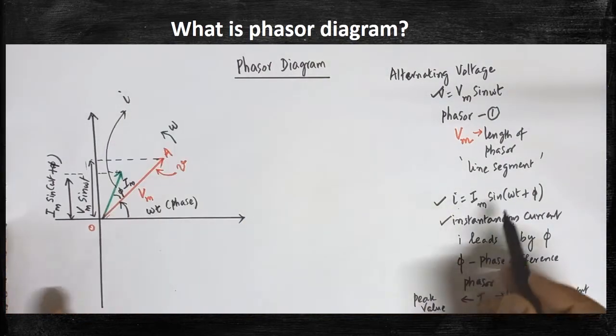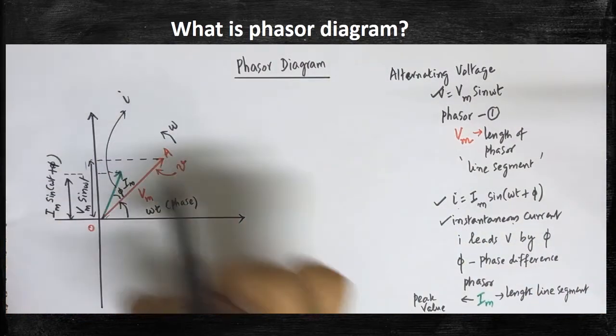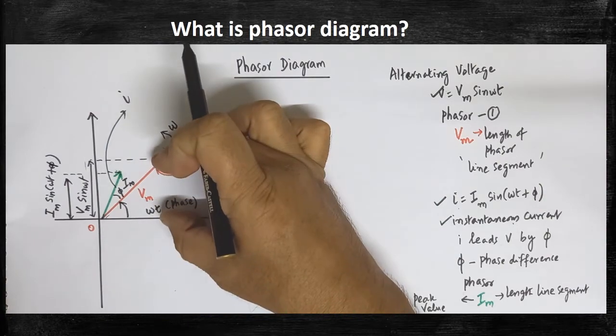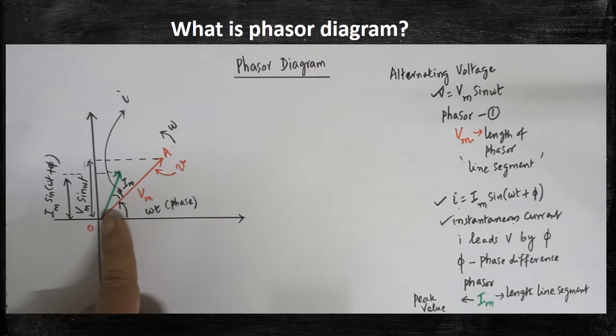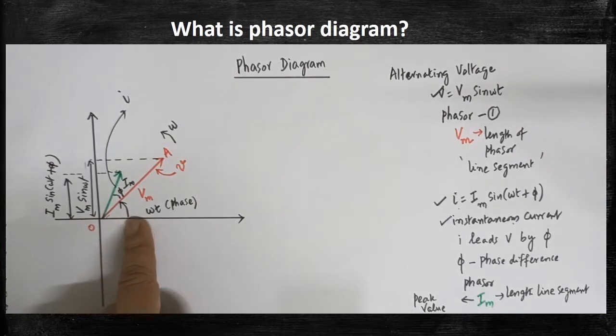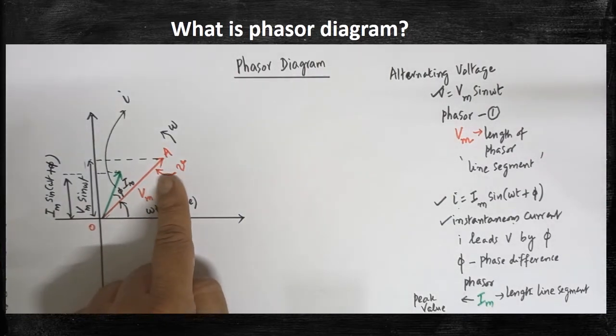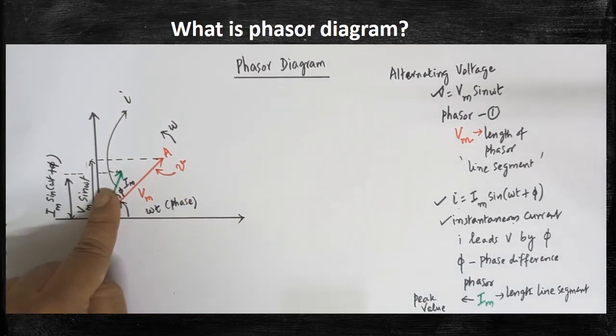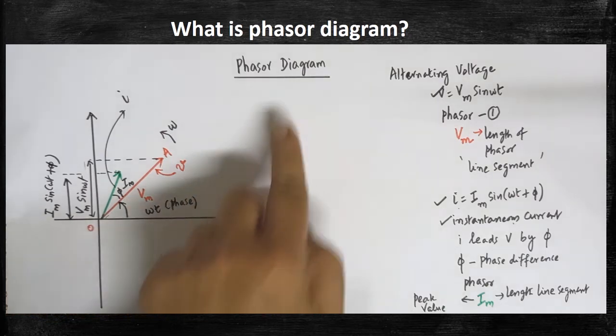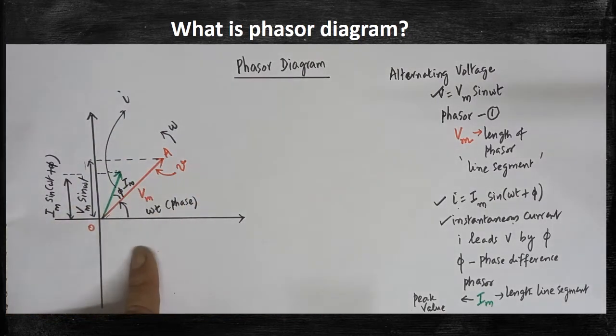I is equivalent to this much. The same equation must be written here. This projection gives you the value of V. So everything is drawn here. Two phasors are drawn: one phasor for instantaneous voltage, another phasor for current. Both phasors are drawn in the same diagram. That's why this is called a phasor diagram. Can you understand my point? By using this diagram, we are able to find the phase difference and other things.